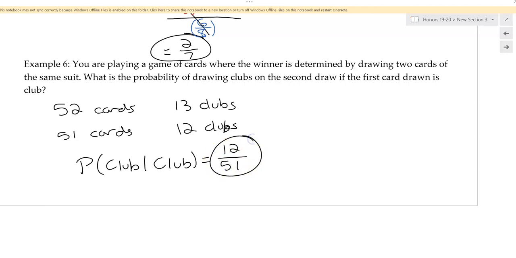All right, I don't even have to really think about that whole formula. I know I already drew a club, and so I just have that. So if you're given the actual number of things, you can just think about it and almost draw it out. All right, that is it.